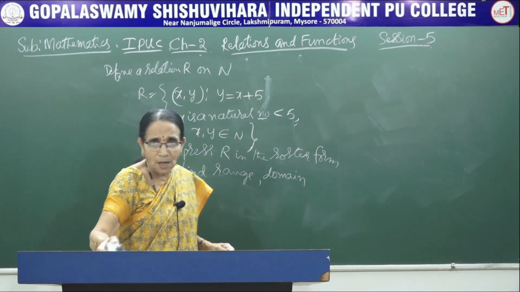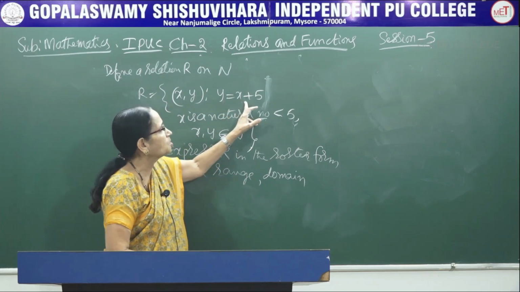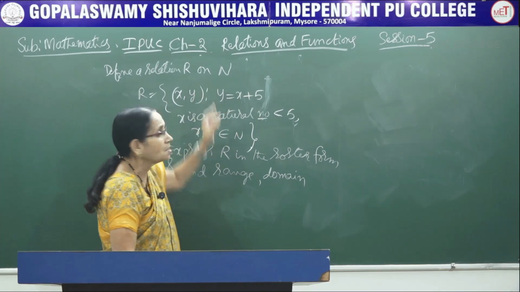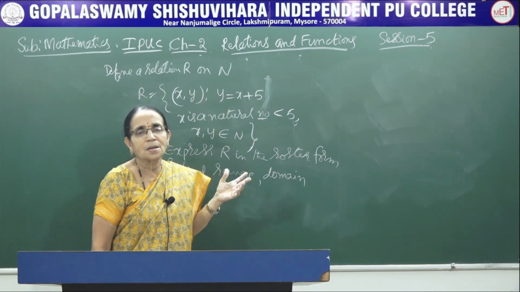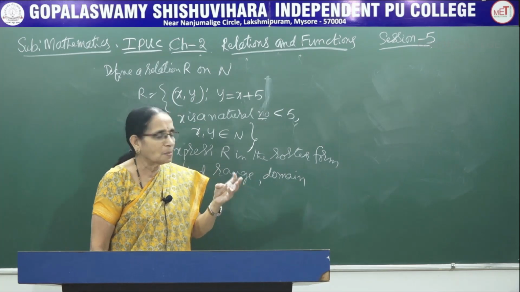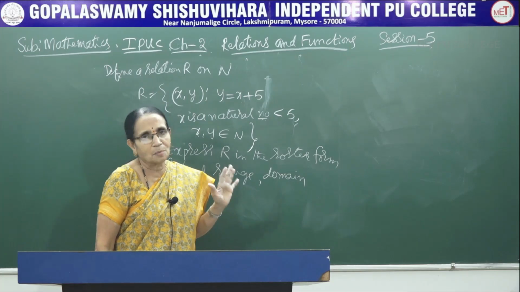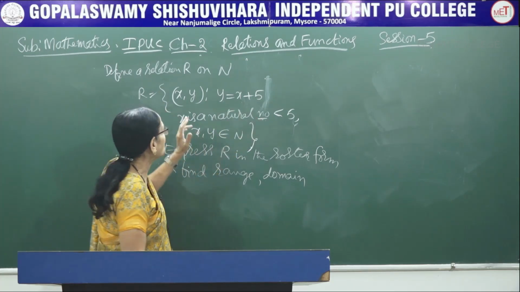See, in the very first problem, the relation was given as y is equal to x plus 1. I hope you remember. But there the given set was a finite set. I had taken it as set A, which contained the elements 1, 2, 3, 4, 5, 6, the first 6 natural numbers. Here also it is the same thing, but it is given in a different way, that's all.